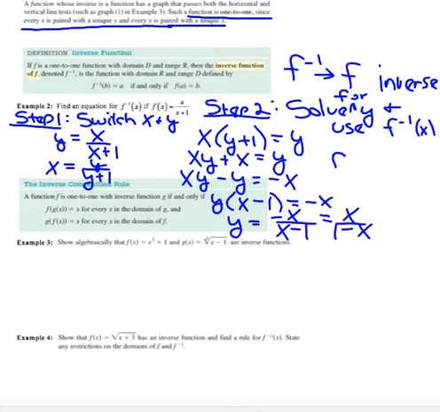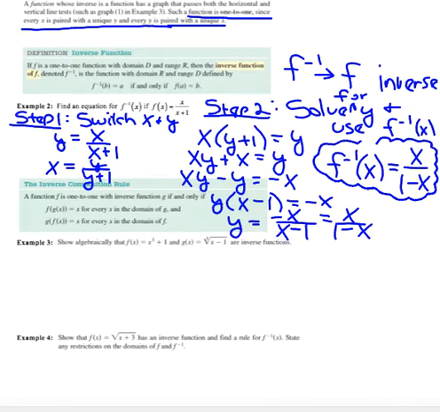Anyway, so now let's write it in inverse notation. So we have the inverse of the function in terms of x is equal to x over 1 minus x. And this, ladies and gents, is the inverse of example number 2.